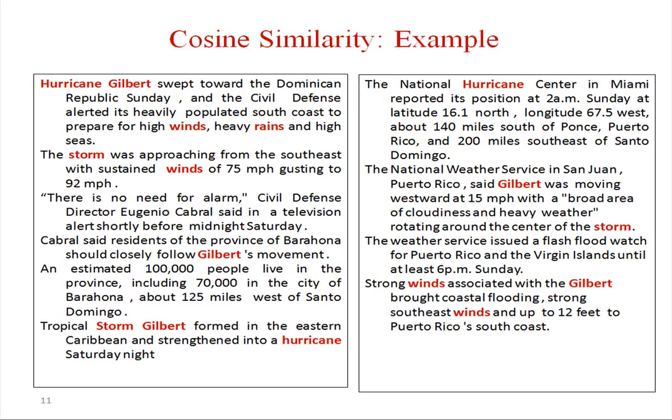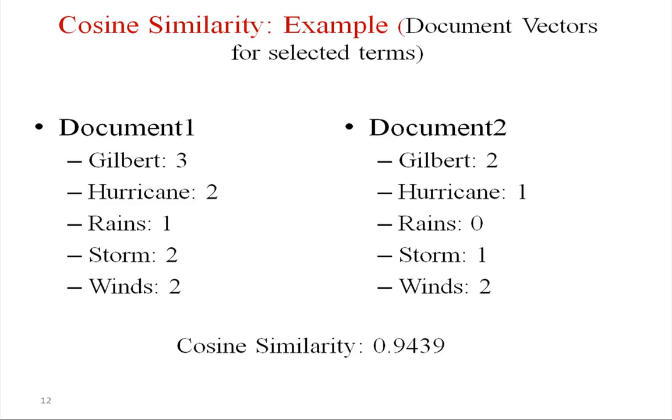Now a cosine similarity example. Suppose there are two documents and we have to calculate the cosine similarity between them. Document D1 contains Gilbert 3 times and Hurricane 2 times. The other contains Gilbert 2 times but Hurricane 1 time. Similarly for rain, 1 time and 0 times, and storm, 2 and 1, like that. We are not considering all terms, just some selected highlighted terms. Then the cosine similarity is calculated like that.